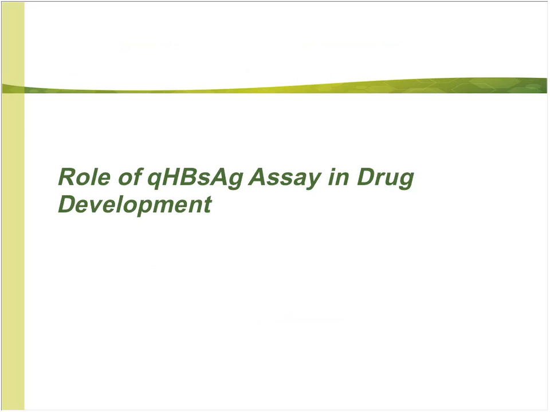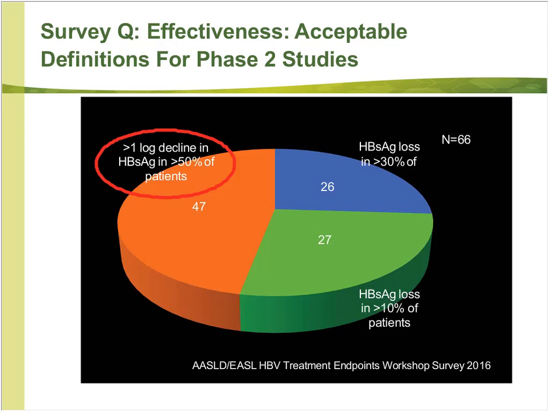What about drug development? As we mentioned earlier, there's many, many new medications being developed for hepatitis B. We're looking for a hepatitis B cure like we have with hepatitis C, but we're not there yet. And the AASLD convened a program in Virginia in 2016, and this was an interesting study where the participants basically voted and said, what did they expect during drug development, especially for phase 2 studies?